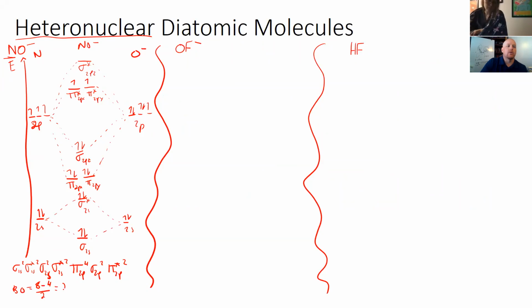That gives us a bond order of 2. And also we can identify there are 1, 2 unpaired electrons, and so this compound is going to be paramagnetic.